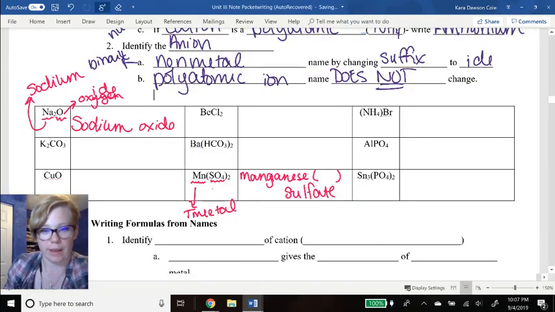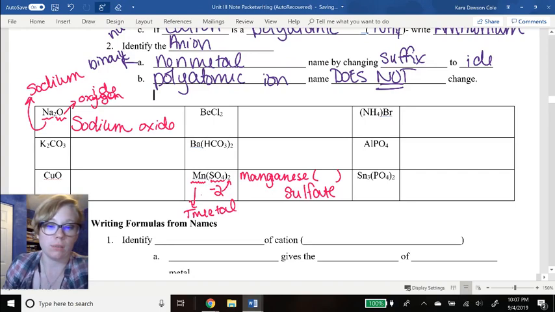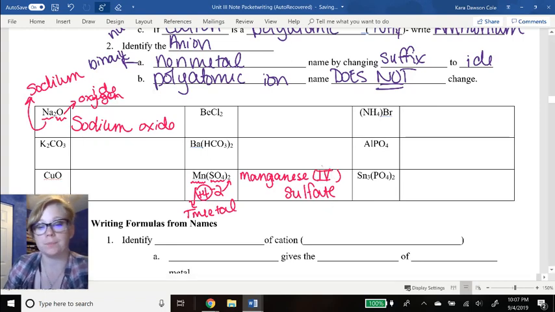So that sulfate has a -2 charge. So if I've got 2, -2, my charge on manganese is a +4, because my charges have to balance out to equal 0. So manganese IV sulfate. Always look at the charge.